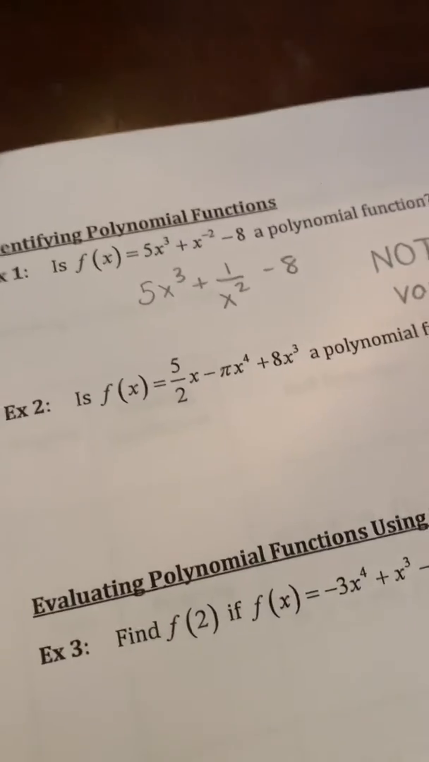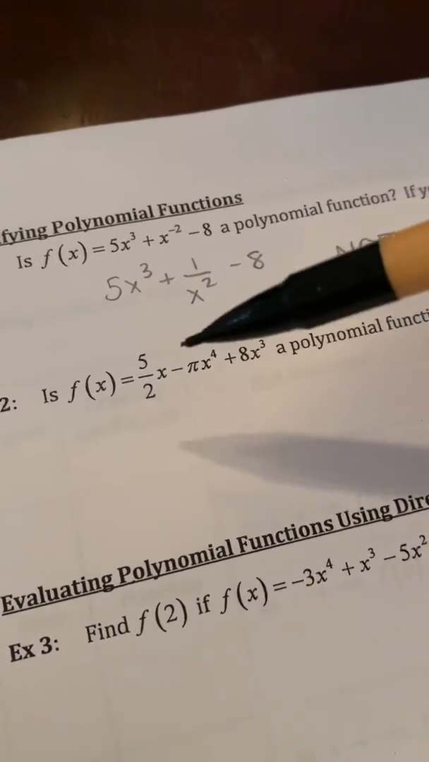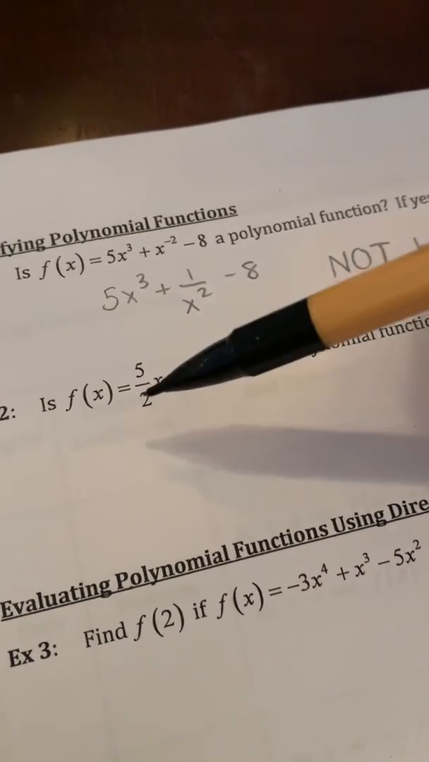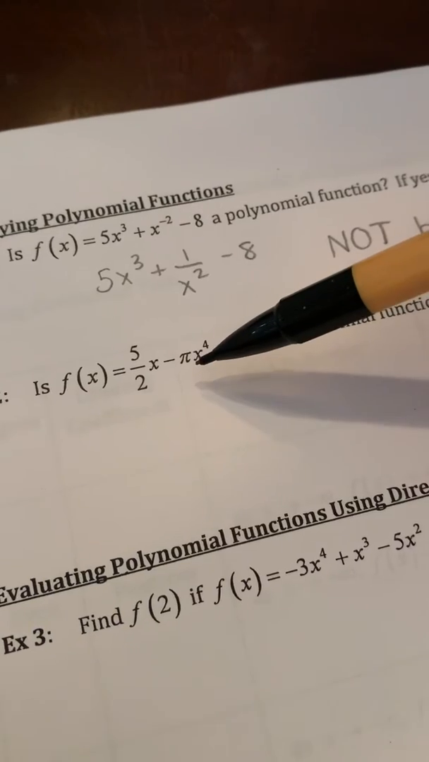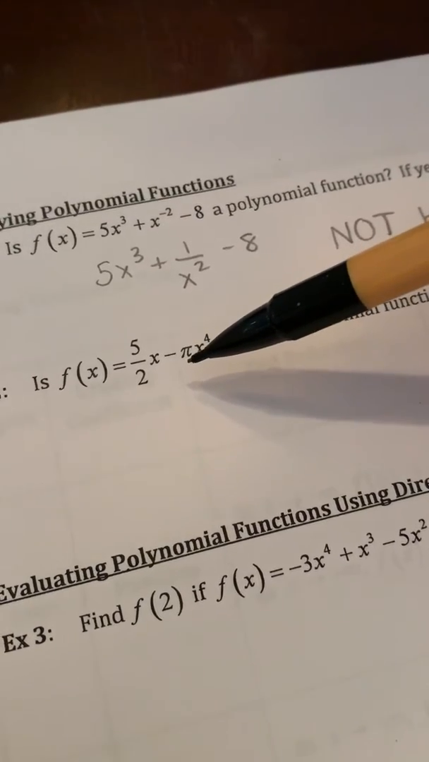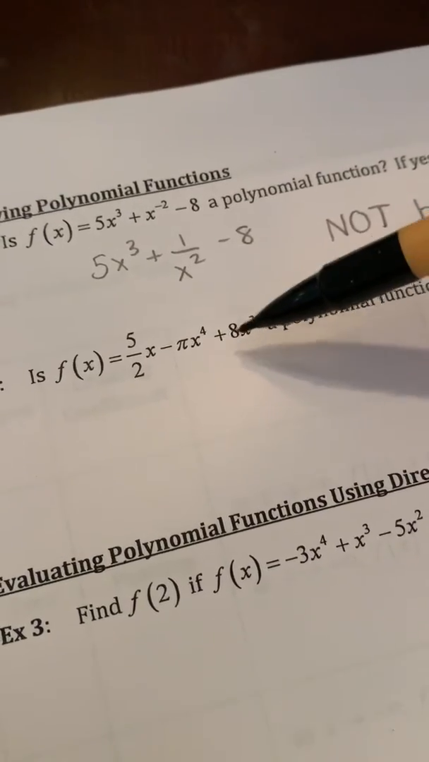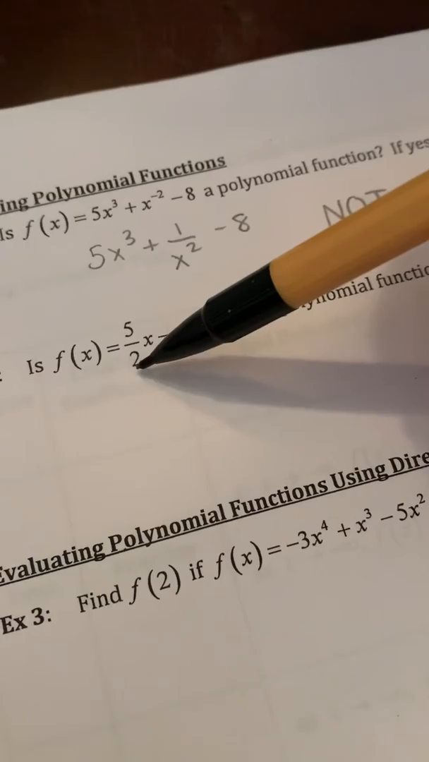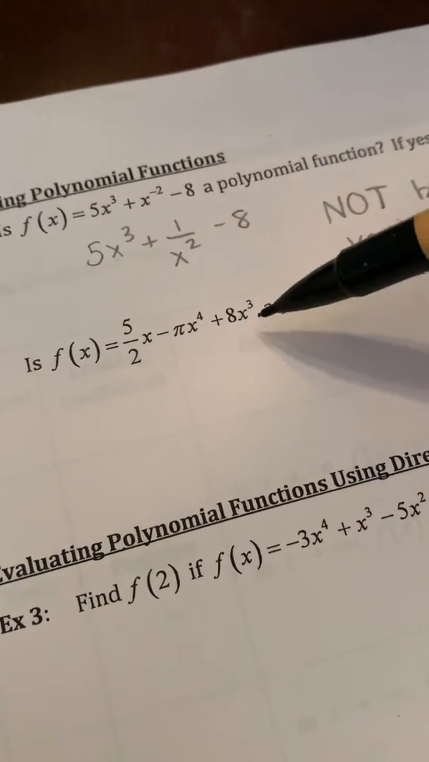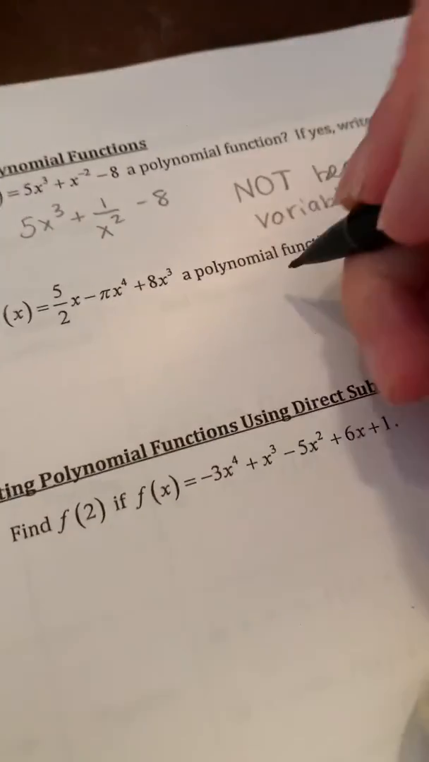How about the second one? Is this a polynomial function? Well, let's recall. Are there any products of variables? Nope. A number with a variable. Here, again, this is okay because pi is not a variable, it's a number. So that passes that test. And same deal here. Are there any variables in our denominator? Nope, the only denominator we have is 2, and we have all positive exponents. So this is a polynomial.